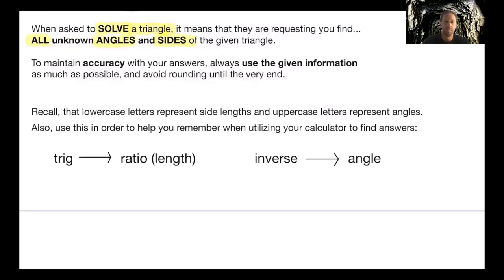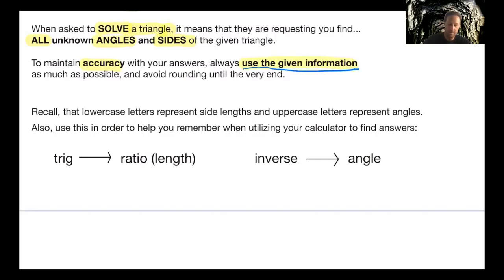All right? But again, these go hand in hand. To maintain the accuracy of our answers, we're going to use the given information and not anything that we found, if we can avoid it, because sometimes we do make mistakes, right? We're human. That's how we learn. But that requires us to use the given information as much as possible, so that if we did make a mistake, we don't make continuous mistakes with all the other things.